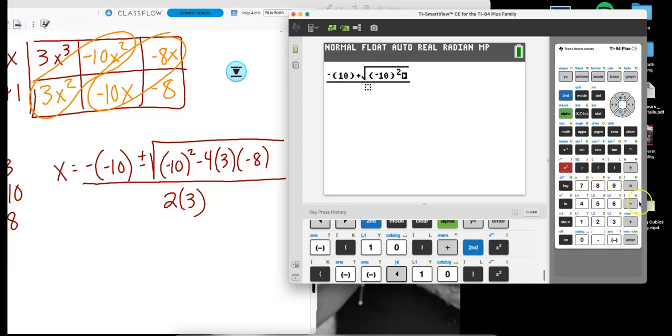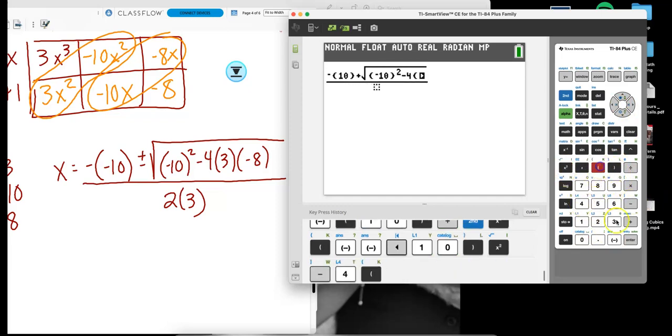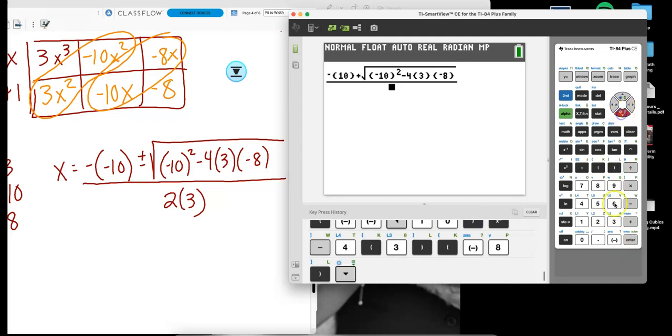squared, minus 4, times 3, times -8, all over 2 times 3, or you could just put 6. All right, hit enter. That's one answer, 2/3.